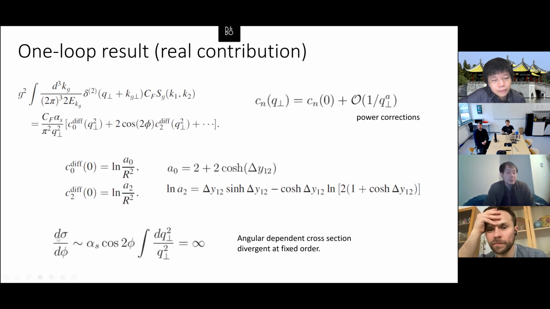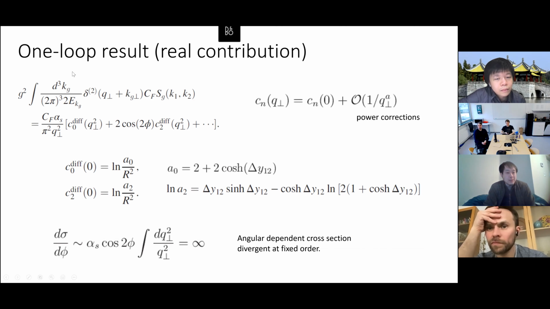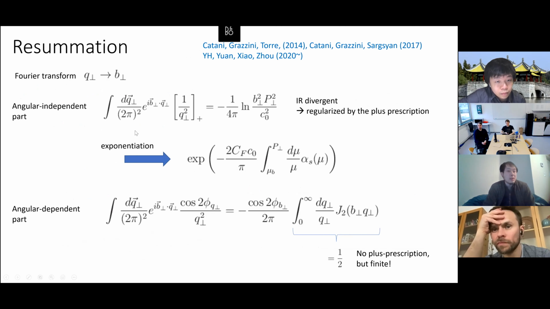So if you integrate this cross section over Q perp, then you actually find that the angular dependent part is divergent, because you have 1 over Q perp and there is no plus prescription. There is a big difference between the angular independent and dependent terms, because for the independent term, there is a virtual correction which converts this 1 over Q squared into the plus prescription. So if you go to the B space, the coordinate space, to do the resummation, then you get a finite result. So this infrared singularity is regularized by the plus prescription. And this is a well-known Sudakov factor, so you can do the resummation by simply exponentiating that.